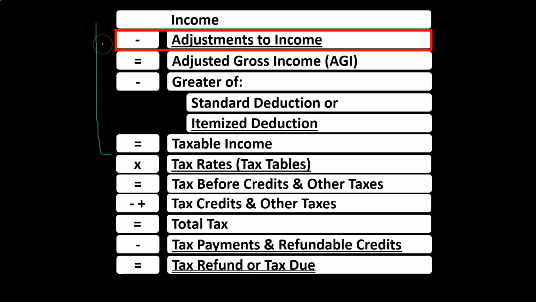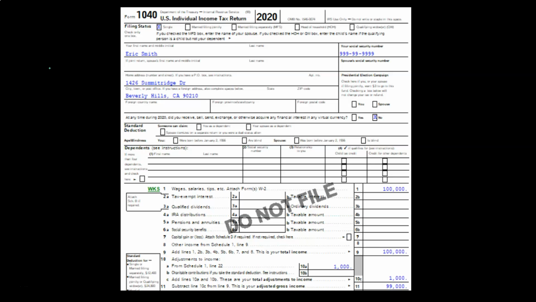We can also call them, of course, adjustments to income. We can call them deductions for adjusted gross income. We can call them Schedule 1 deductions. But remember, we are up here in terms of the equation when considering them. And we're going to be down here on the Form 1040. We're going to be looking then at line number 10.